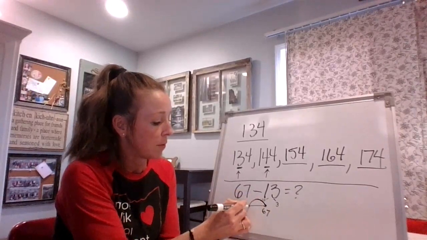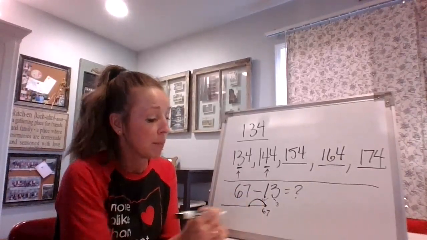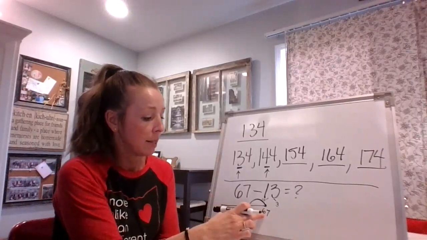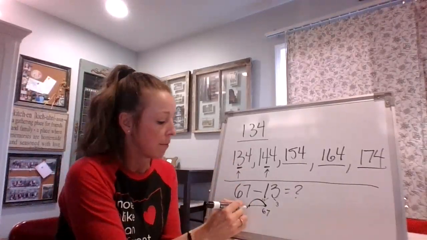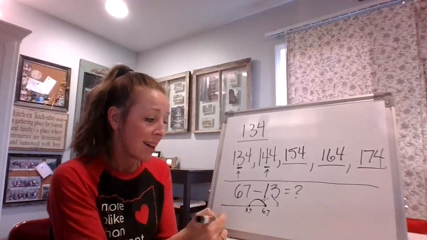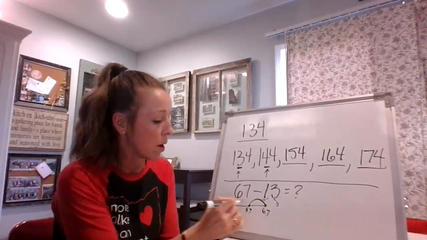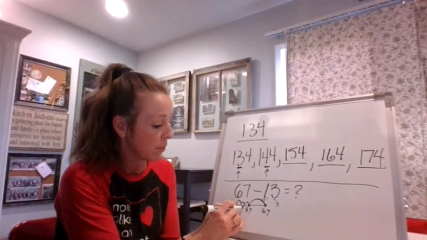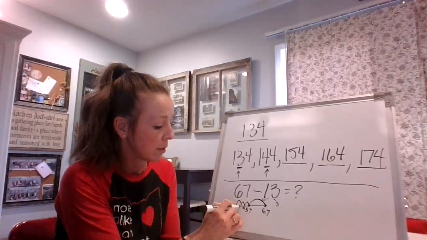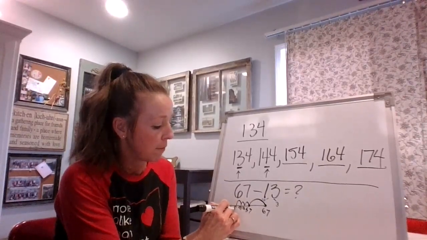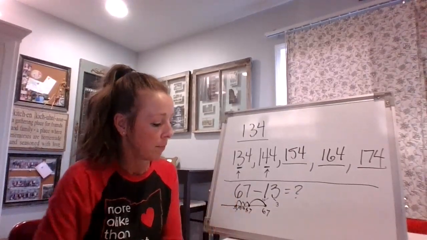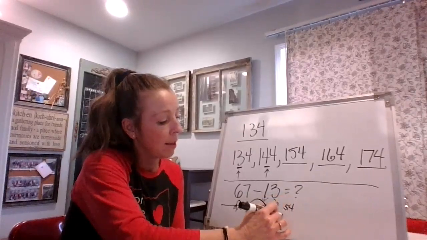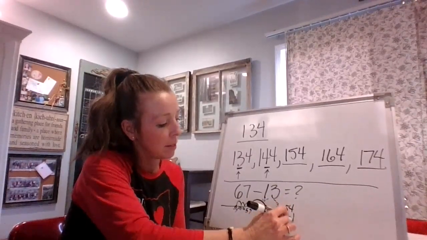So I make a jump of 10. That puts me at minus 10 from any number. 67, 57. And then I go back 3 more. 1, 2, 3. And I can count down 56, 55, 54. I now have 54, and I need my unit stickers.